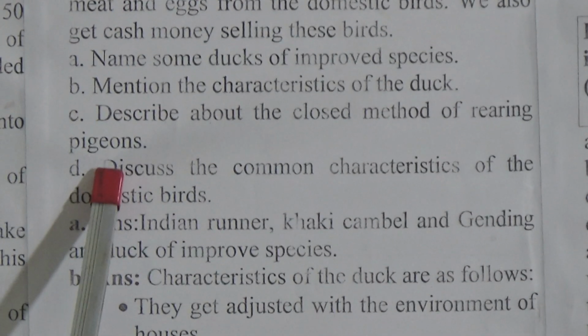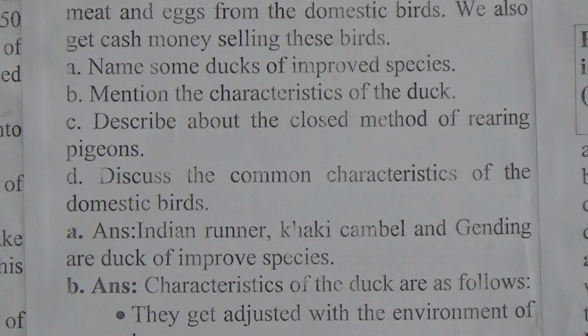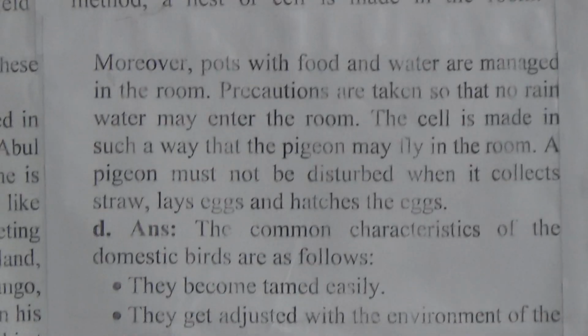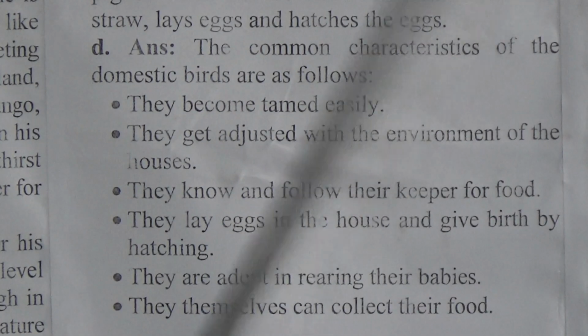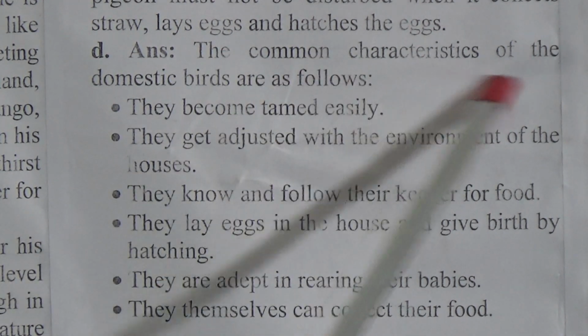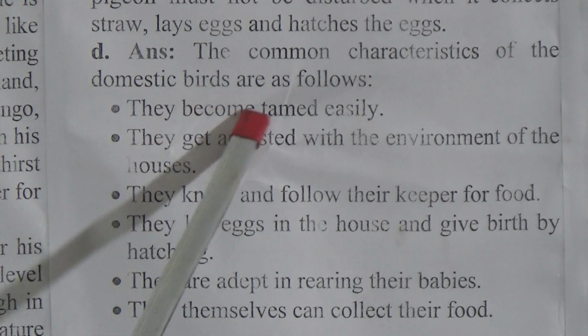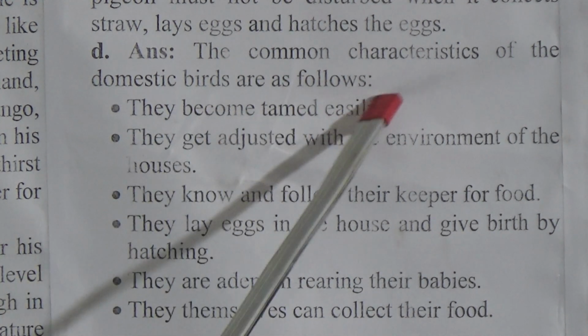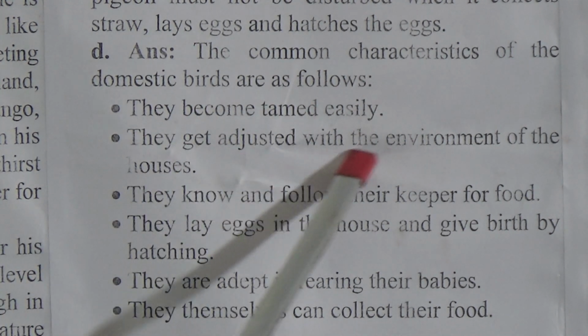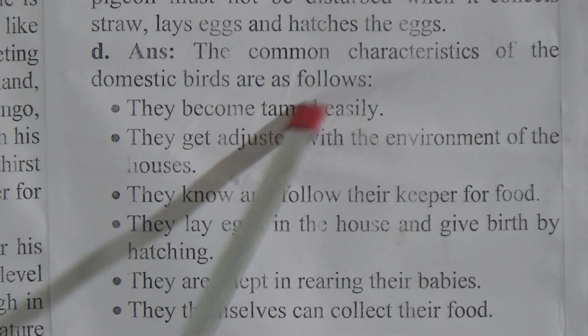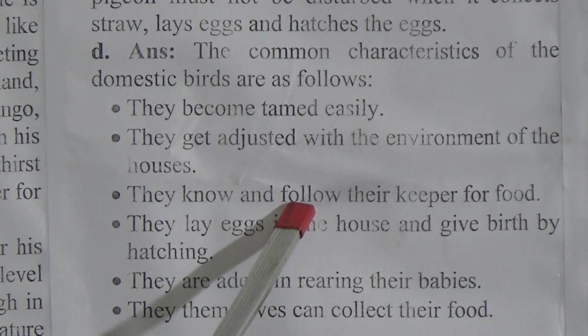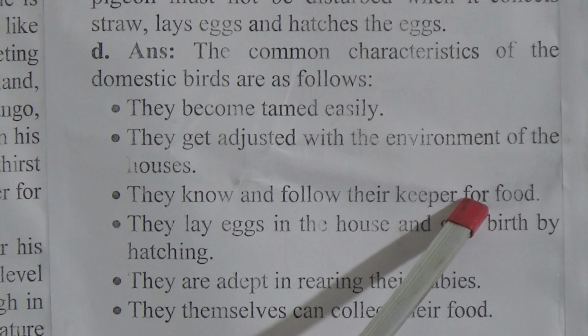Now, question number D. Discuss the common characteristic of domestic birds. Okay, there are some common characteristics of domestic birds. They become tamed easily, it's common, and they get adjusted with the environment of the houses, and they know and follow their keeper for food.